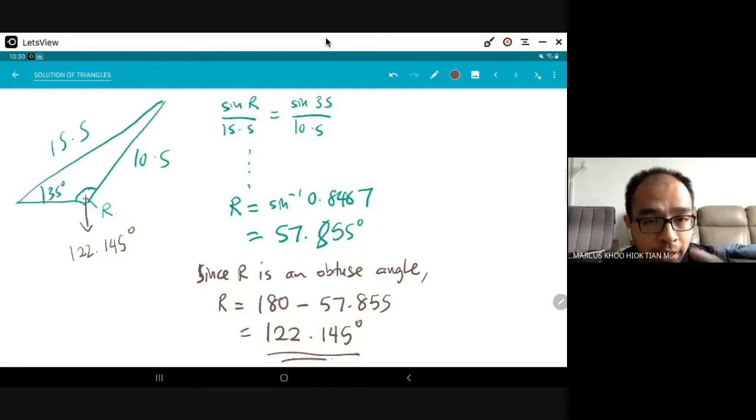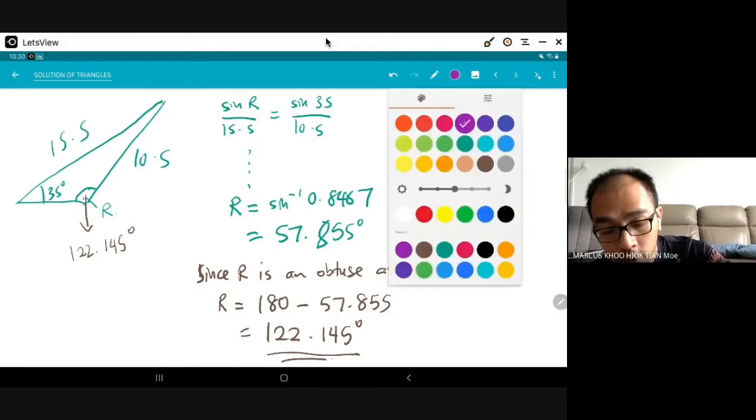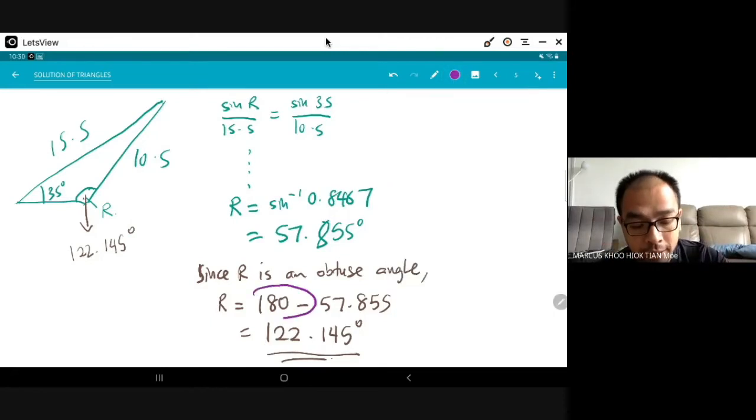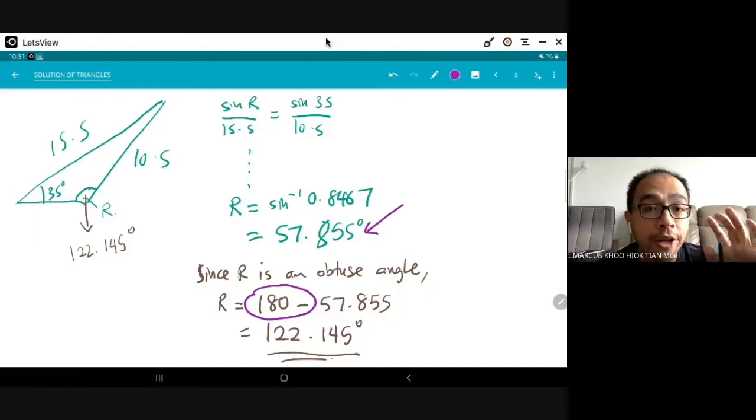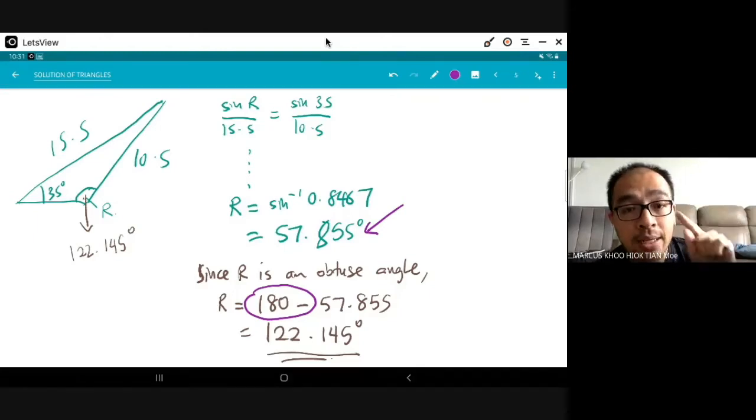So this is the extra step. If you have to find the value of an obtuse angle, all you need to do is 180 minus the original answer from the calculator. I repeat, it is 180 degrees minus the original answer from the calculator. I'm going to say this again and again, because some of you act like the calculator is smarter than you. It is not. You are smarter than the calculator.